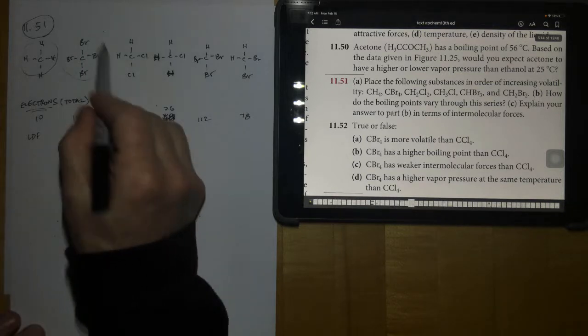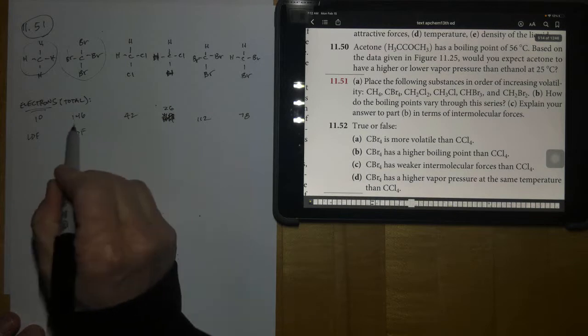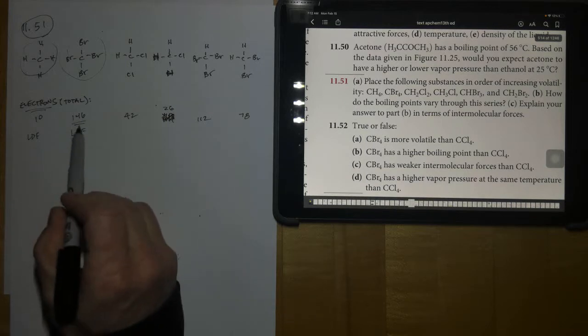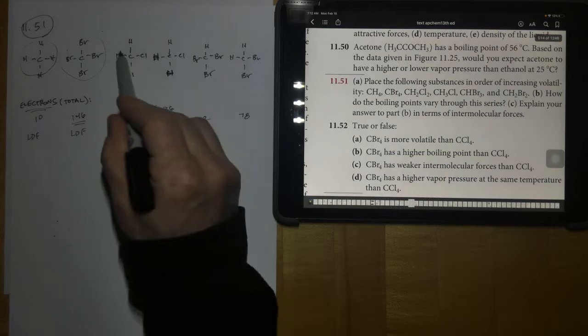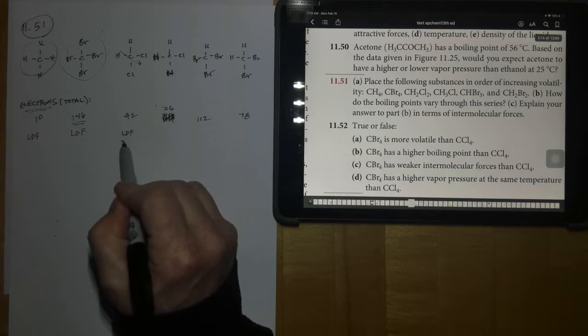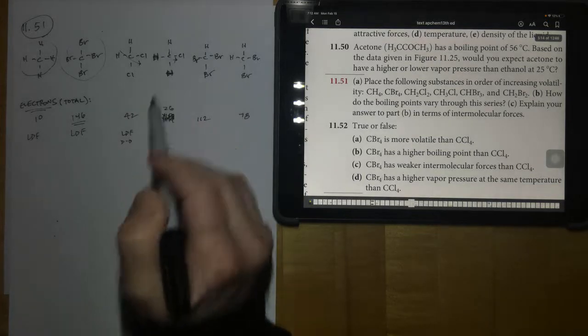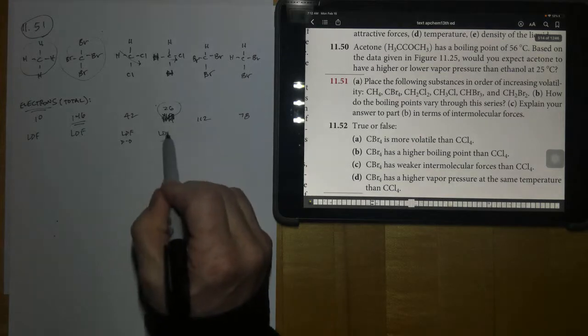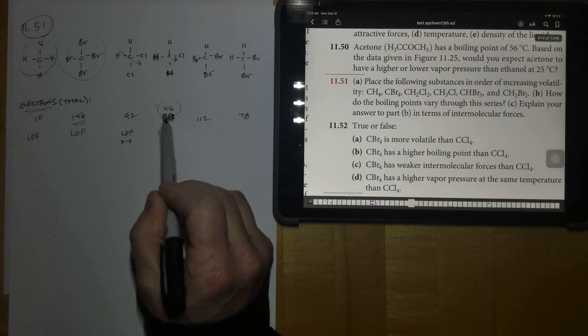Then this guy right here, perfectly symmetrical again, so London dispersion forces, but notice he's got a massive number of electrons, 146. This guy right here may be a little bit polar this way, but only 42 electrons, so London dispersion forces and a little bit of dipole-dipole. This guy may be a little bit polar this way, but London dispersion forces and a little bit of dipole-dipole. But notice he doesn't have very many electrons.